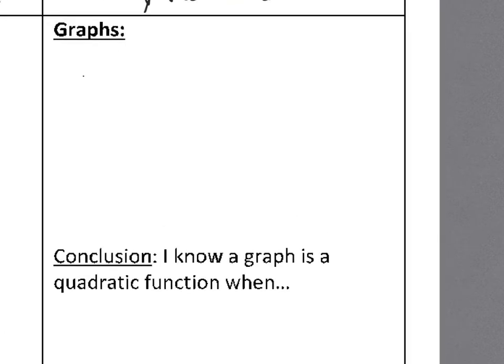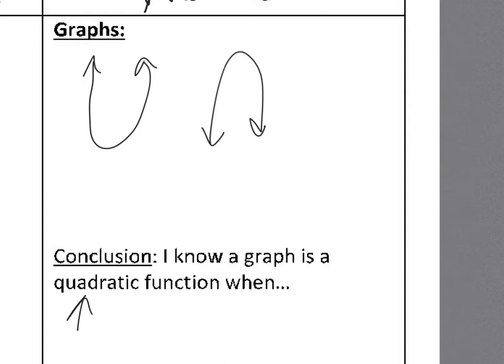Graphs, quadratic. It's a parabola, so it's shaped like a horseshoe. Okay? It either increases and then decreases, or it decreases and then increases. All right? It turns around. It's a curve that turns around. Okay, let's go to the next page.